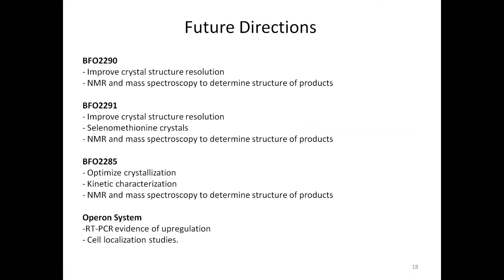So with future directions for this project, both BFO2290 and 91 need improved crystal structure resolution, and especially with BFO2291, we can't solve with molecular replacement, so for phasing we're going to need to do selenomethionine crystals. I'm also hoping to use NMR and mass spec to determine the structure of the products for each of these enzymes, especially with BFO2285, where I need to get the protein active first.